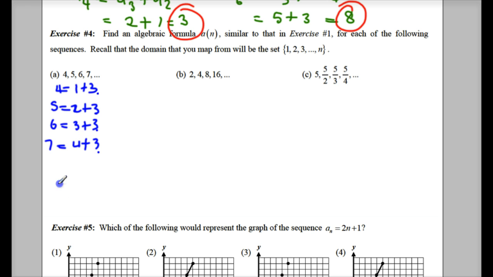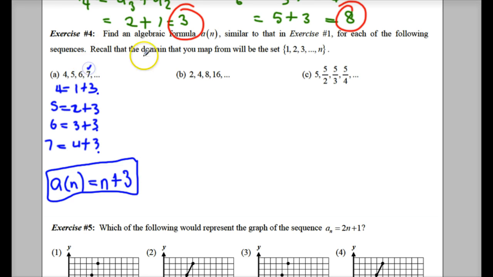So I can go ahead and say a_n is equal to whatever term it is, the first term, the second term, the fourth term, the fifth term, whatever it is, plus 3. So if I want to find the fourth term, I will plug in 4. So my fourth term would be 7, which is correct.